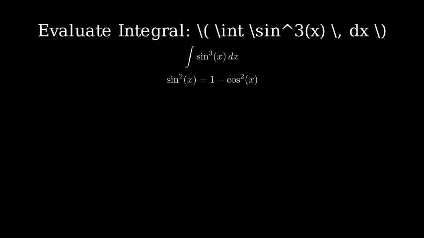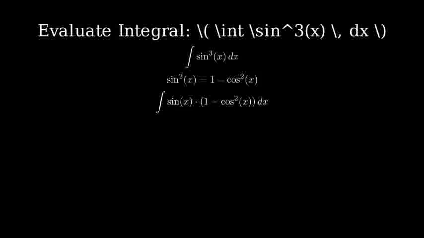We can use the identity sin² x equals 1 minus cos² x. Next, we'll substitute this identity into the integral. So the integral becomes the integral of sin x times (1 minus cos² x) with respect to x. This effectively separates our expression into sines and cosines.